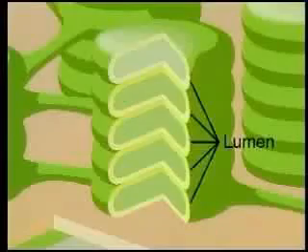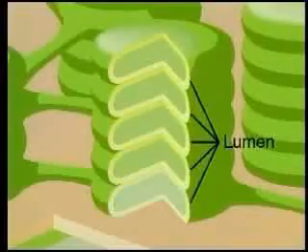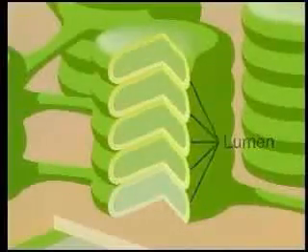Thylakoids convert light energy into the chemical energy of ATP. Each thylakoid is a closed compartment. The space within is called the thylakoid space, or lumen.